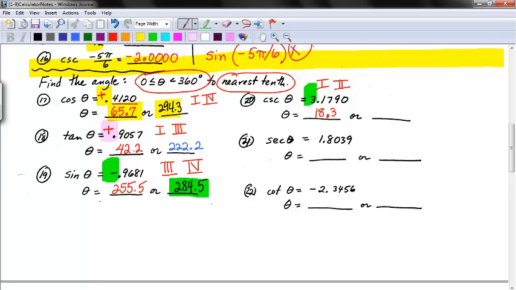Now we need our other answer in quadrant 2. We should be able to draw it right beside here. So quadrant 2, if this is my 18.3, what I need to figure is what's this angle. How can I figure that? So 180 minus my answer from the first function, and I get 161.7.